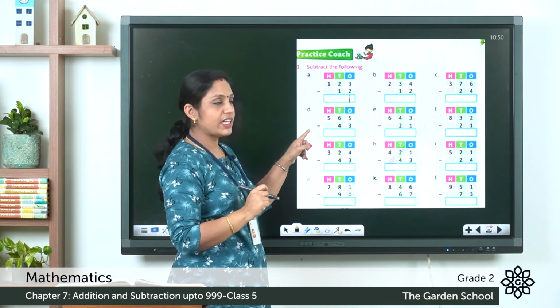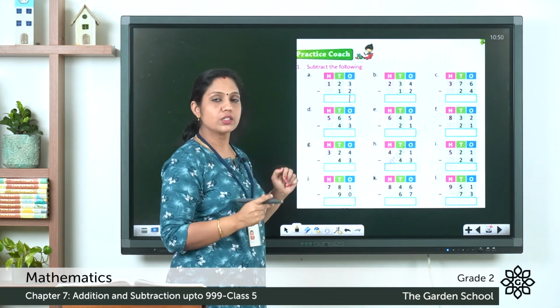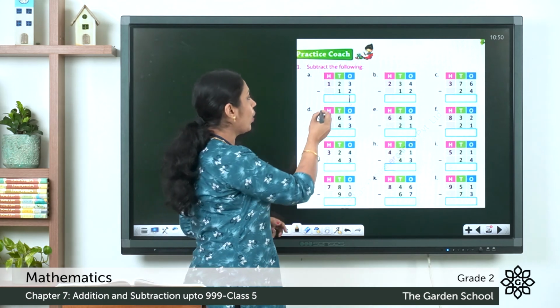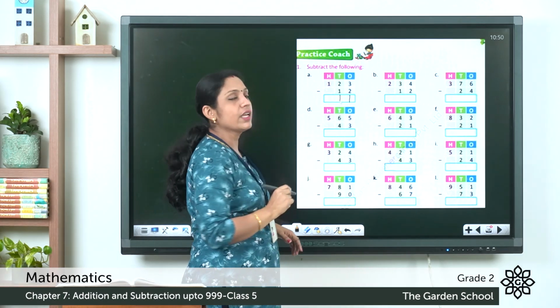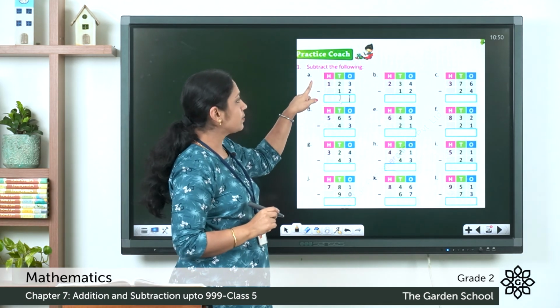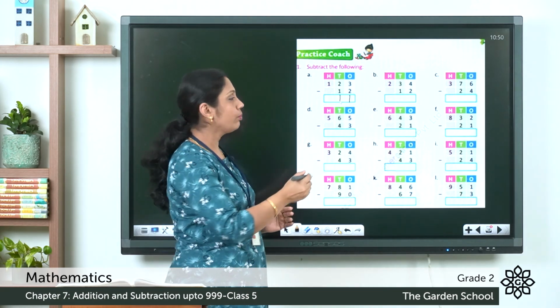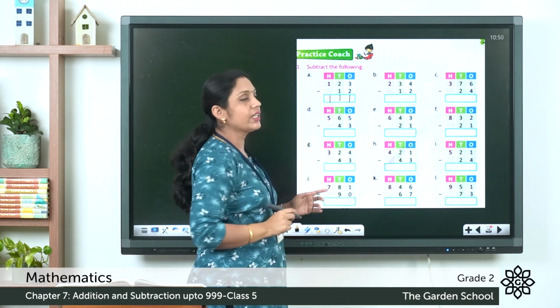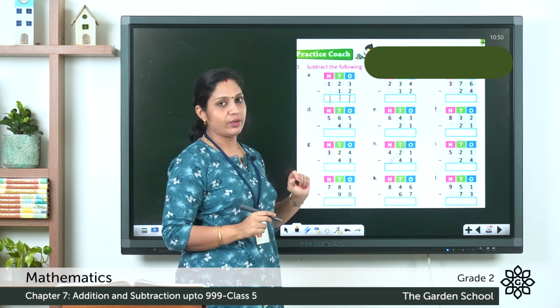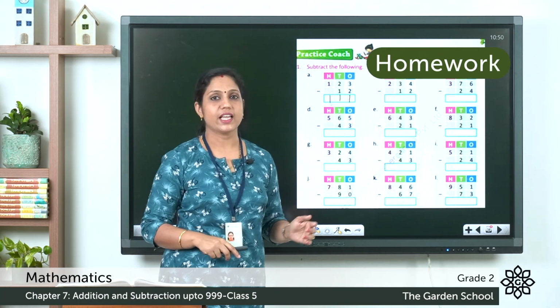Now we'll move on to the tens place. You have 2 minus 1. So how much is 2 minus 1? It's 1. That right here in the tens place, and remaining in the hundreds place we have 1. That 1 we can bring it down along with the answer, and you get the answer 111. Likewise you can complete the exercises.